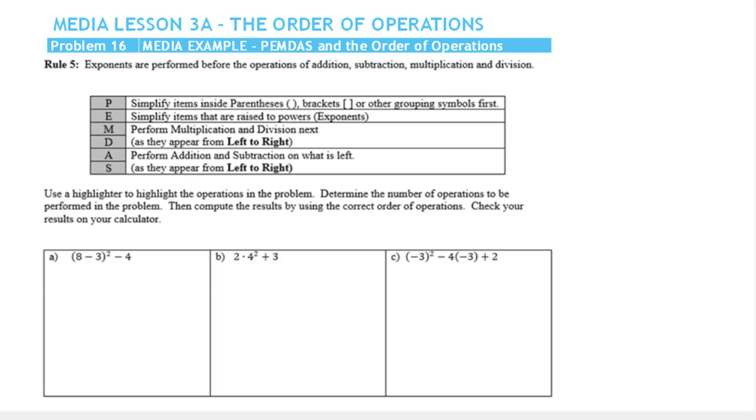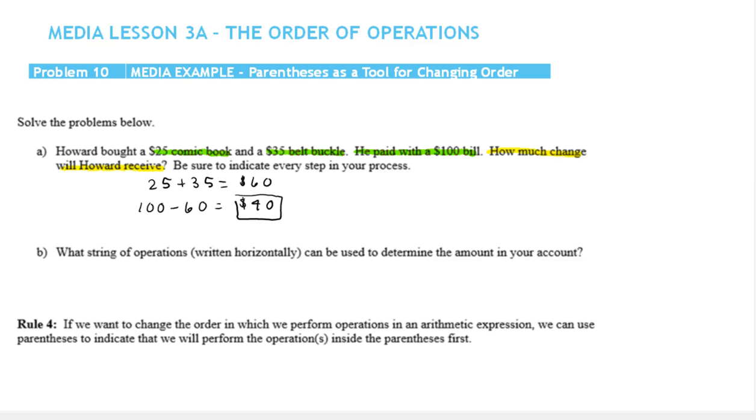Another way you might think of this is that he starts with $100 and you want to subtract off 25, the price for the comic book, and then from that result you want to subtract off 35. 75 minus 35 is also $40. So notice there's more than one way to do these. We just have to write them horizontally so that we're representing them correctly.